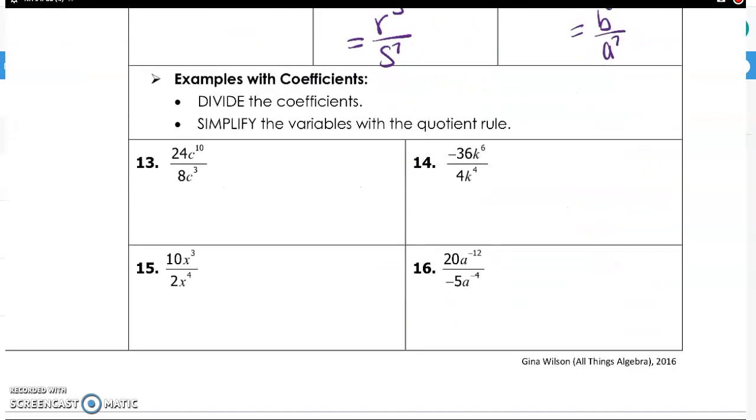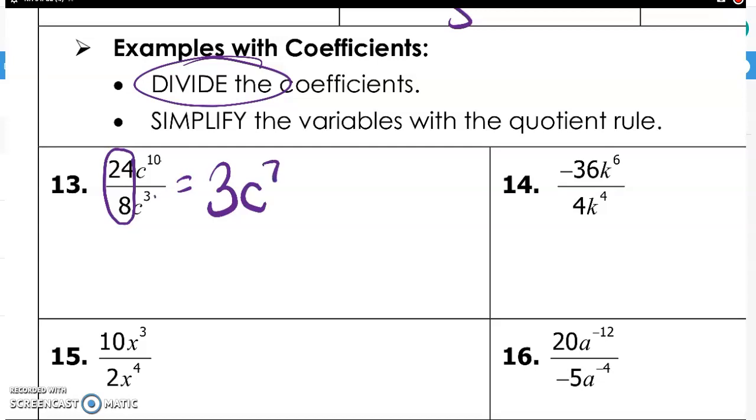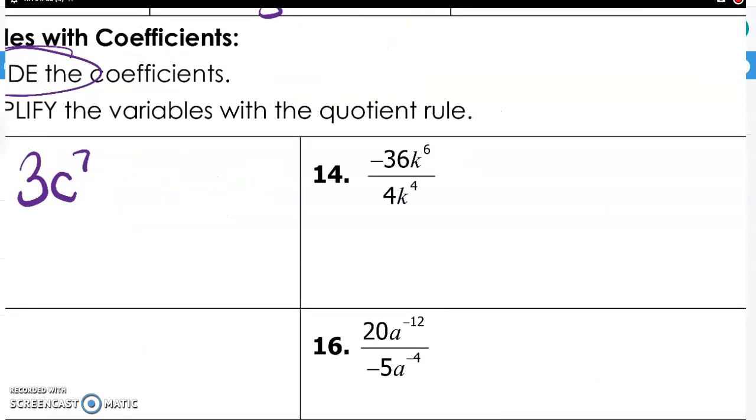Now, if we have numbers in front, again, remember this is division. So you divide the coefficients. So 24 divided by 8 is 3. So the big numbers, the coefficients, you actually divide, and then you write your variable. So c, 10 minus 3 is 7. So you divide your big numbers, but subtract your little numbers, your exponents. For 14, negative 36 divided by 4 is negative 9. k to the second power, 6 minus 4.